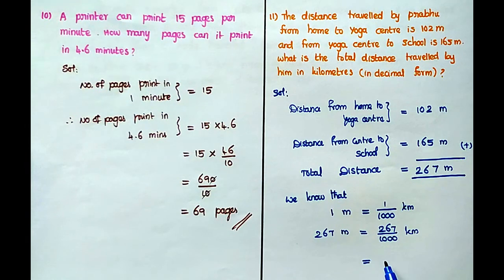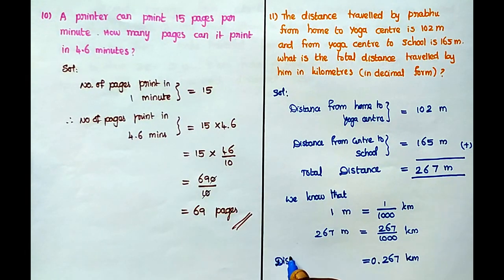How much is that? Before 3 digits we have to keep the point. 1, 2, 3. Before I keep the point, nothing is there, so put 0 for that. So 0.267 kilometer, that is the distance travelled by Prabhu. That is the answer.